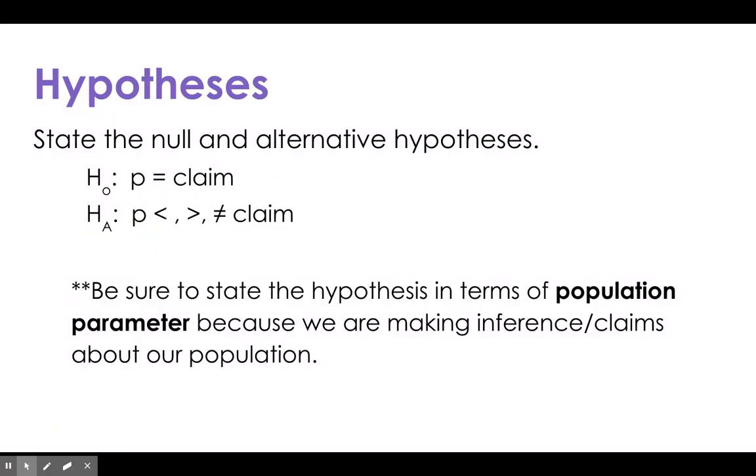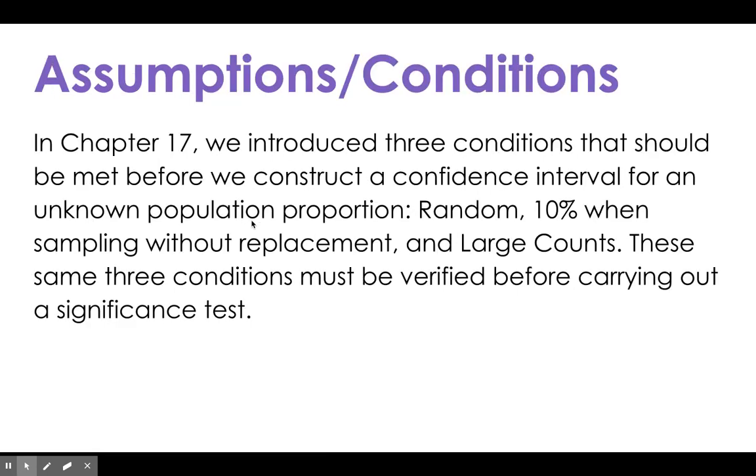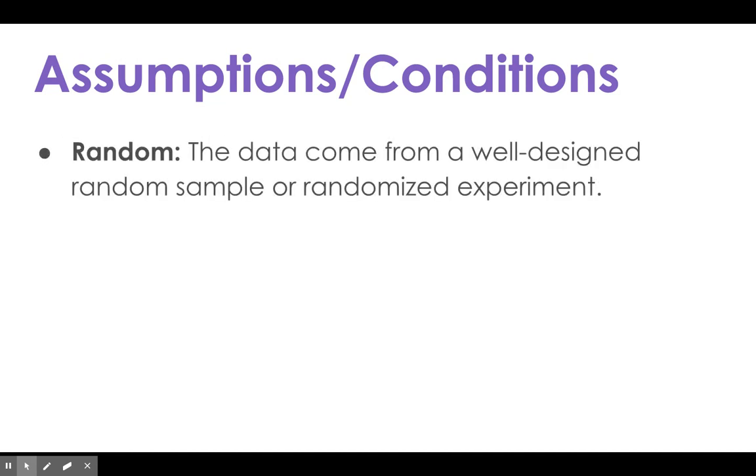Okay, so let's do one from start to finish. Again, the null is that it will be equal to a claim. The alternative will be different directions depending on what the claim is. So for this one, just to make sure, in chapter 17, we talked about 3 conditions that have to be met before we can construct a confidence interval. And that's the random sampling, 10%, and large counts. Remember, these same conditions will be verified before carrying out a significance test.